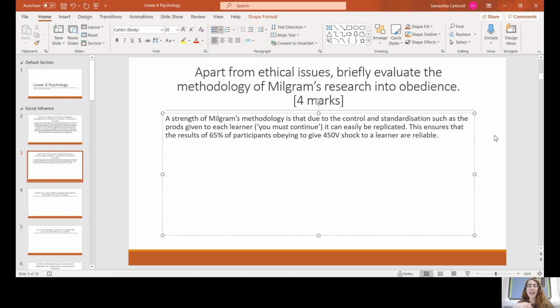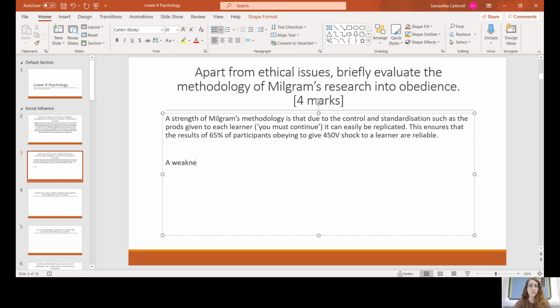Can you see there how I just added in a couple of other words? It beefs it up a bit, which means that it's a better answer because you've got more references to the study. That's basically what you need to do to get the full mark. So that will get you two marks, easy.